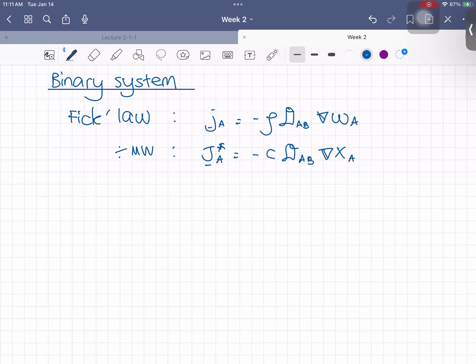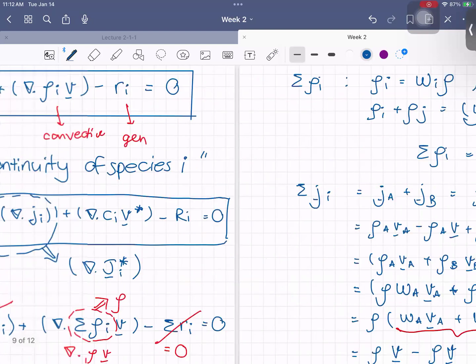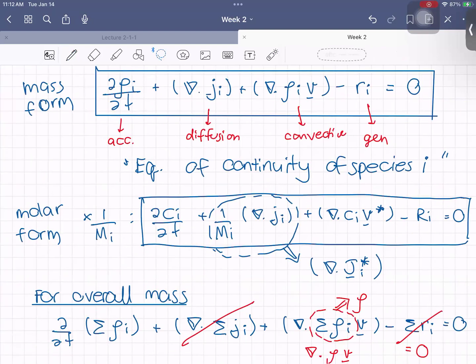In this case, we have to make an assumption that the total concentration and the total density are constant too, okay? Rho and C are constant. So if I come back to this equation, let me copy this.